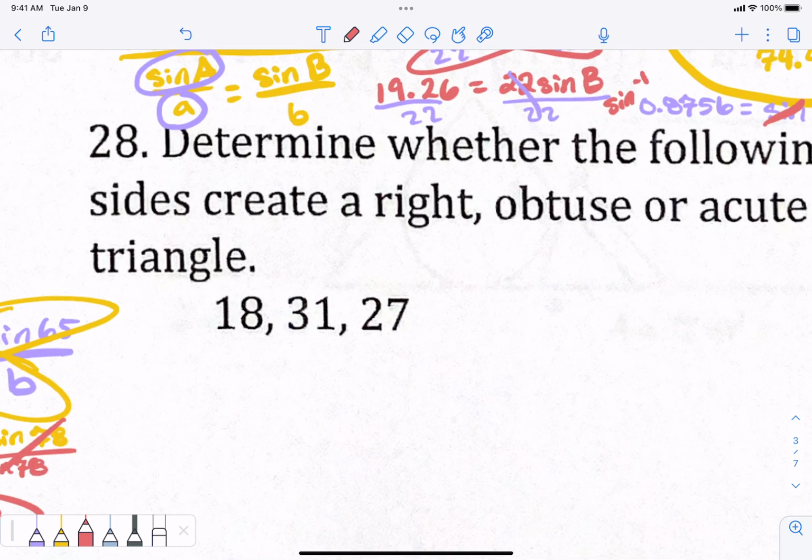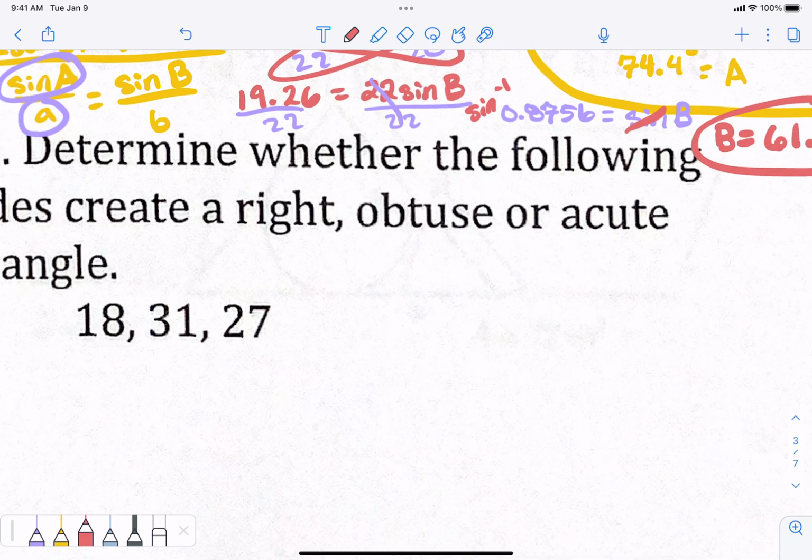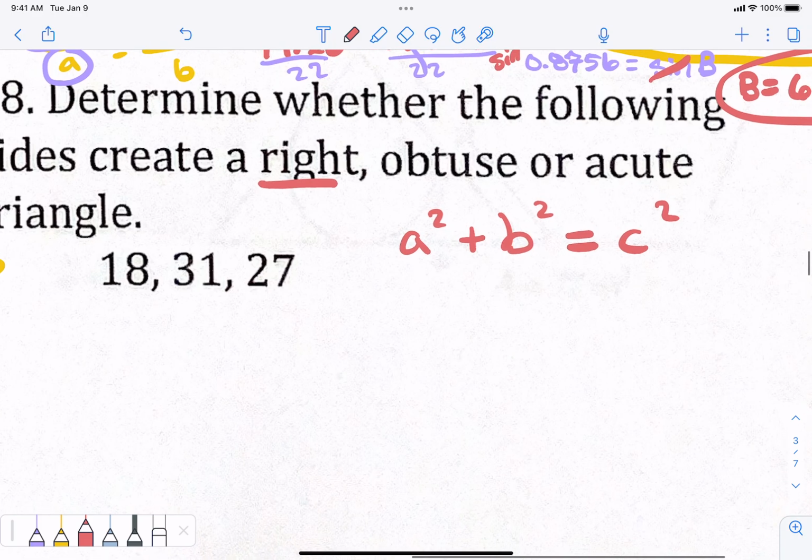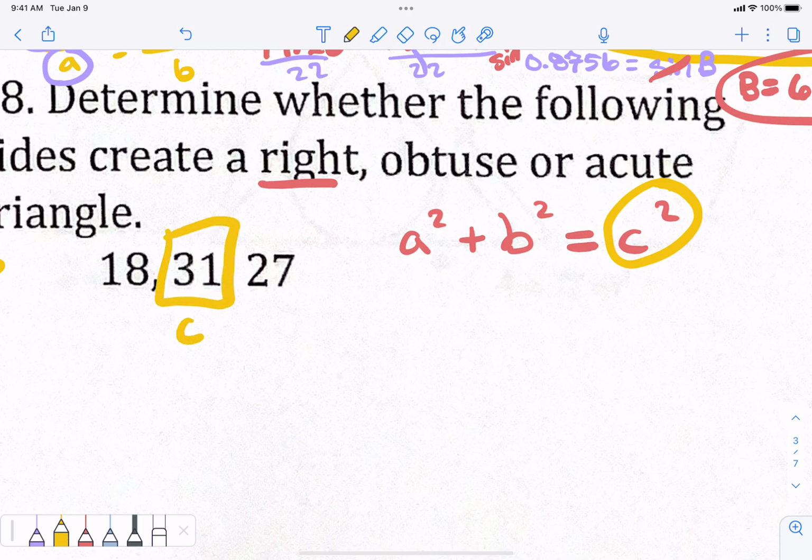All right, 28. Determine whether the following creates a right triangle, an obtuse triangle, or an acute triangle. Okay, so if it's a right triangle, we know that a squared plus b squared equals c squared, okay? But we could also use that formula to determine obtuse or acute, and here's how we do it. You want to make sure that you know which side is side C, and it's not always going to be the last one. Like in this case, it's not the last one. Side C is the biggest side. Side C is this one. So that's the one that you want to pay attention to, okay? So I'm going to do 18 squared plus 27 squared, and compare that in relationship to 31 squared.